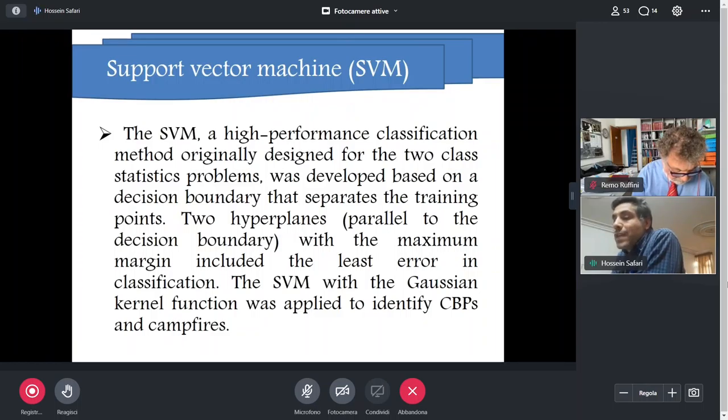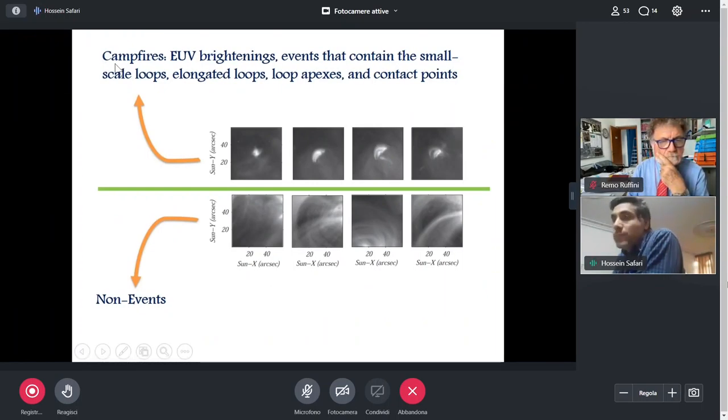We use a Gaussian kernel function classifier in this project. I show some examples of campfires as EUV brightenings, even as part of a loop, an elongated loop, or the apex of a loop. The non-campfires, the negative class for our training sets, are parts of large loops or regions where we do not observe a significant feature.